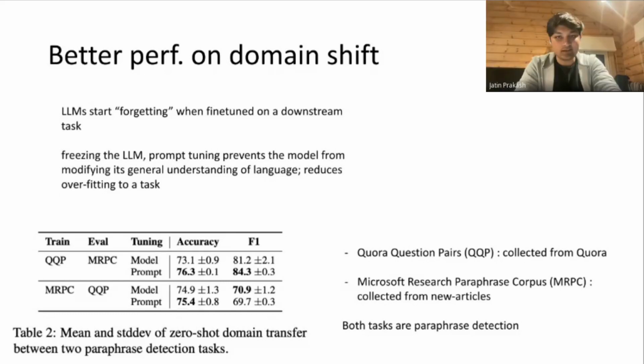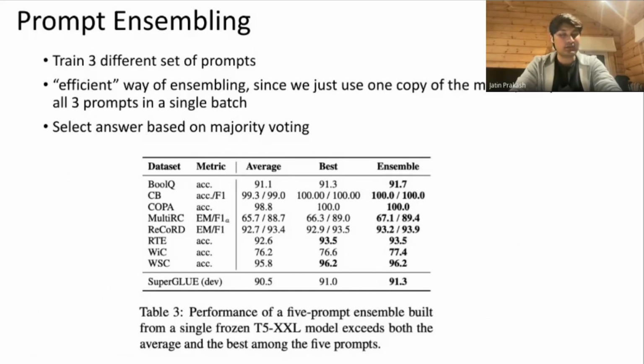Okay, cool. Then they do a bunch of ways to improve its performance further. Instead of just learning a single prompt, you can learn 3 sets of prompts for the same task, and then ensemble their predictions. It's an efficient way of ensembling, since we're just using one copy of the model. We can pass all 3 prompts in a single batch because these are just prompts, and then select the answer based on majority voting.